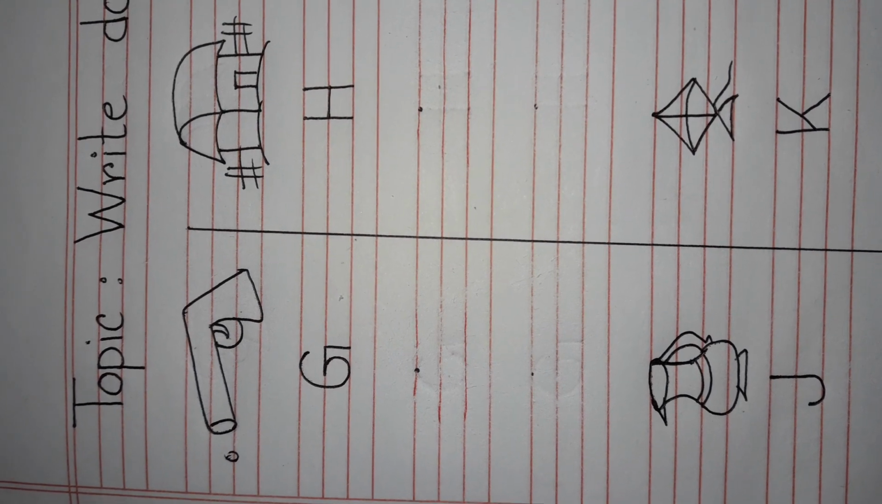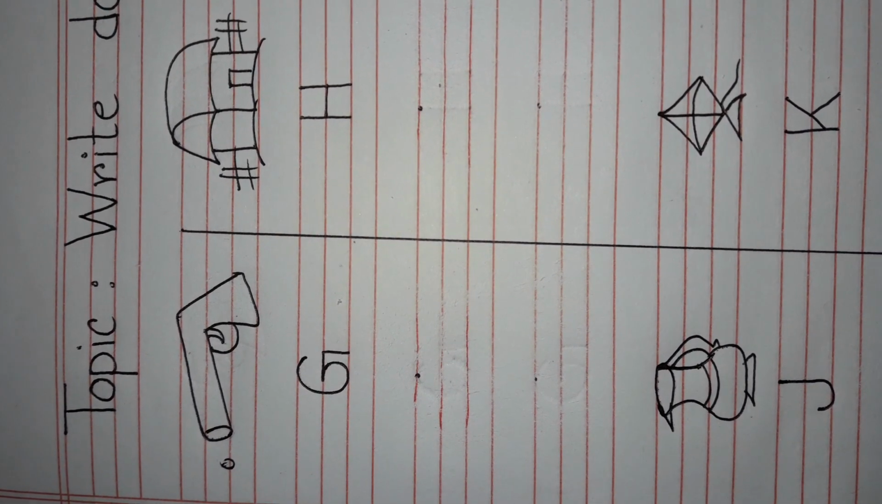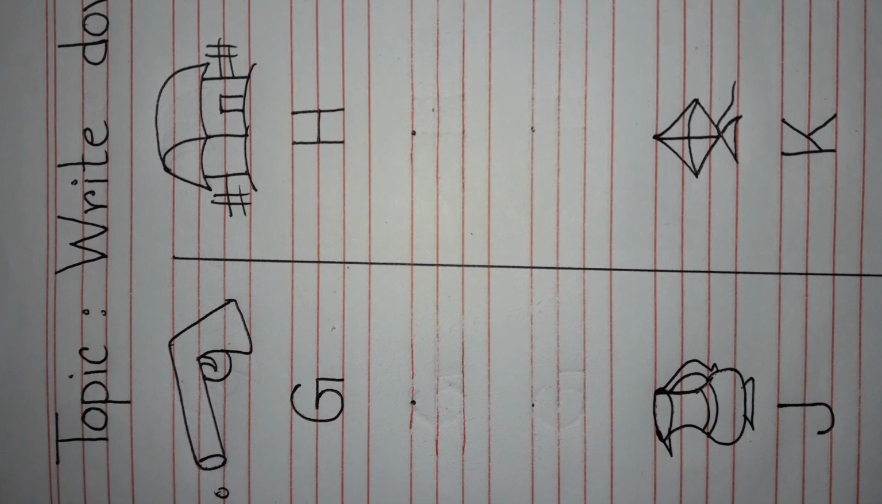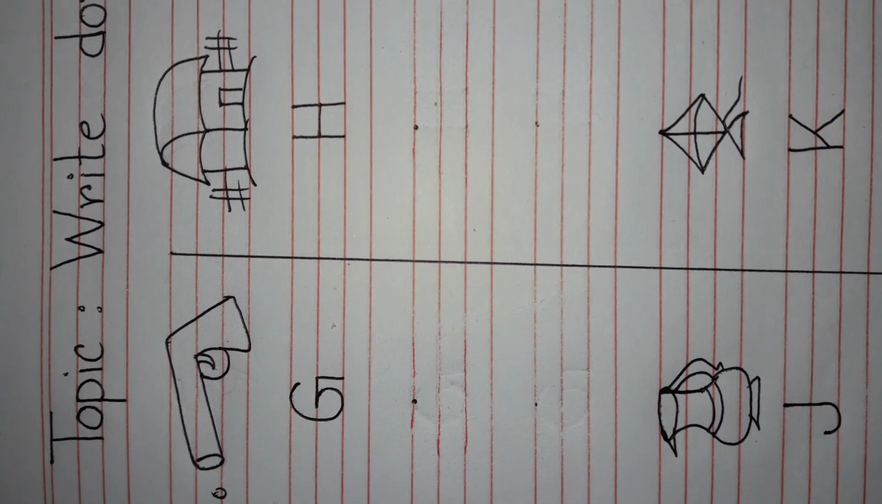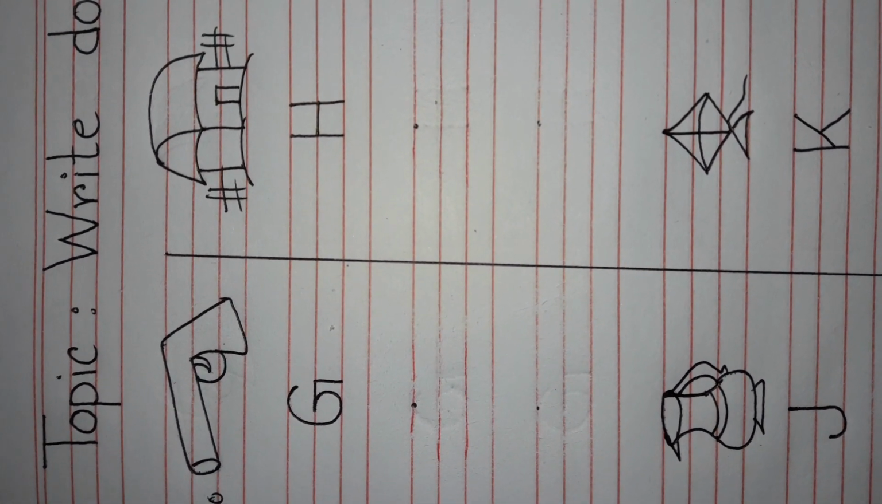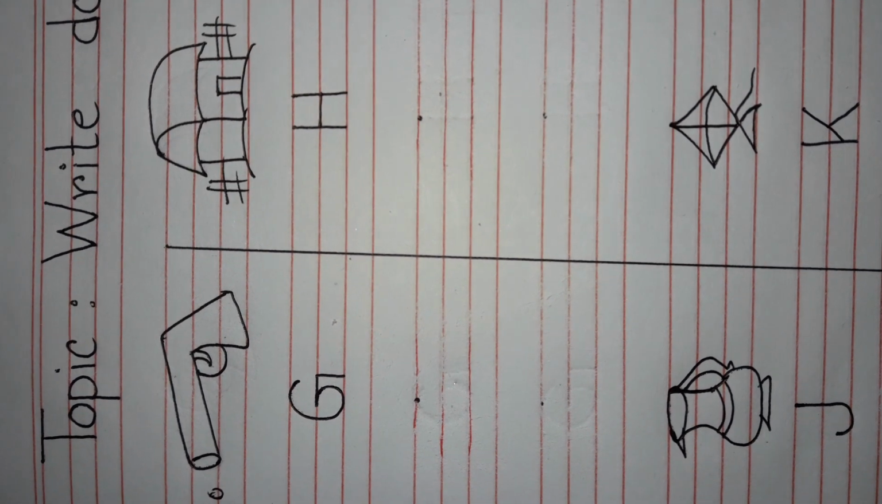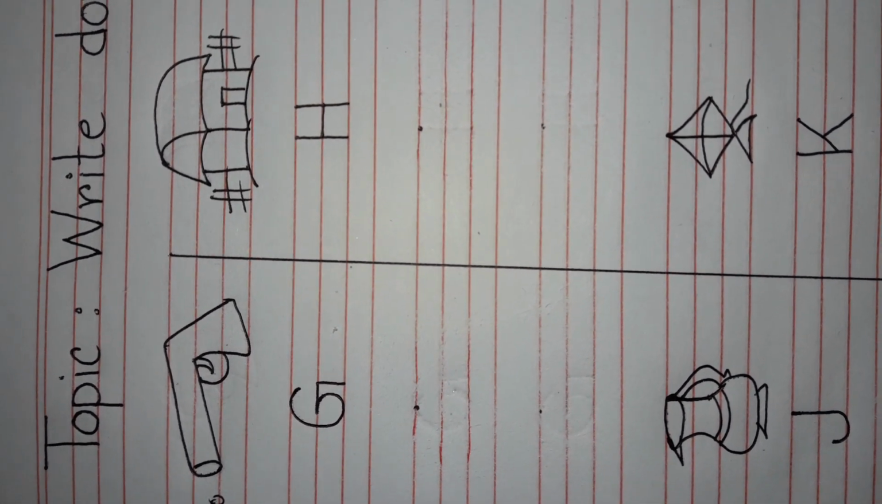In the last class, we learned how to write capital letters A to F without dots. Now we learn how to write capital letters G to L without dots, or write by yourself.